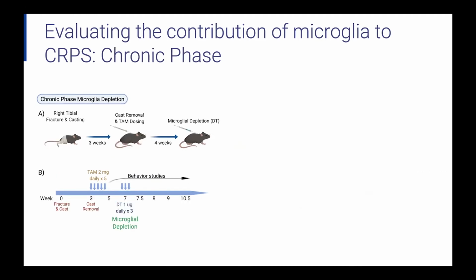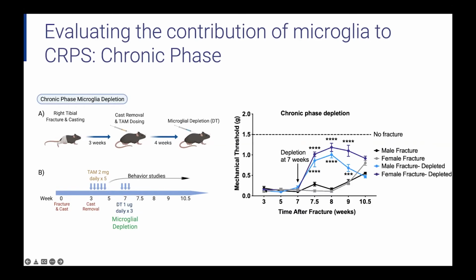When we did it at the chronic phase, so at this late phase, 7 weeks, we saw that these mice all developed very significant sensitivity, but after the depletion occurred, they improved, but then they resensitized. And so it seemed almost like by 7 weeks, the microglia had made their contribution and had triggered subsequent downstream modulators to then take over.